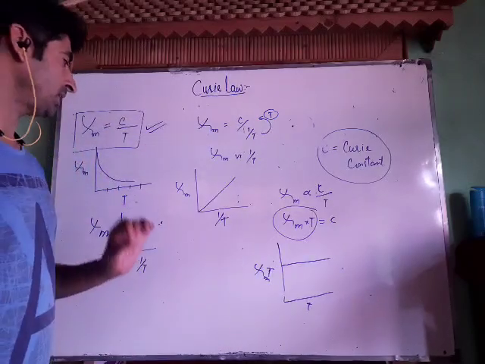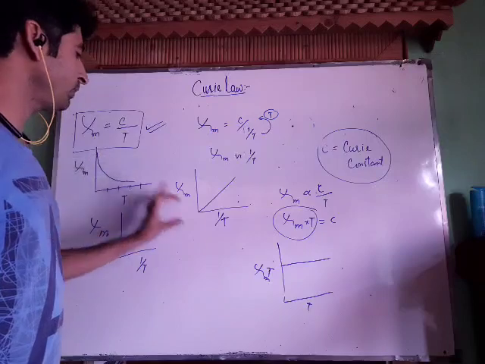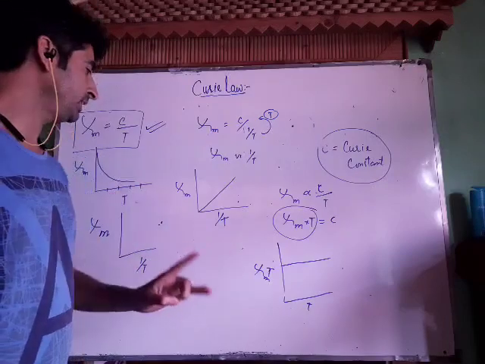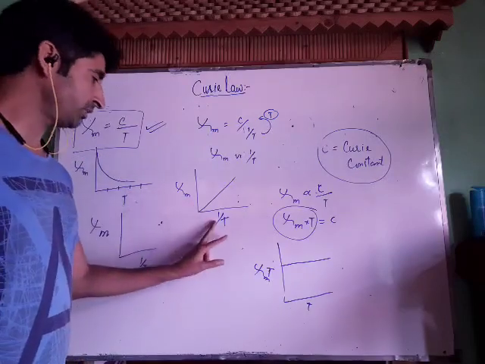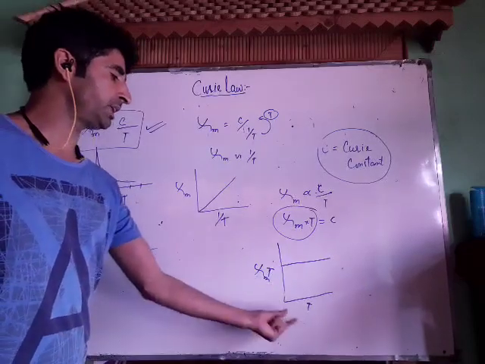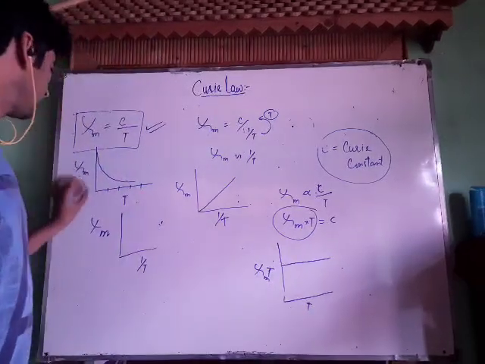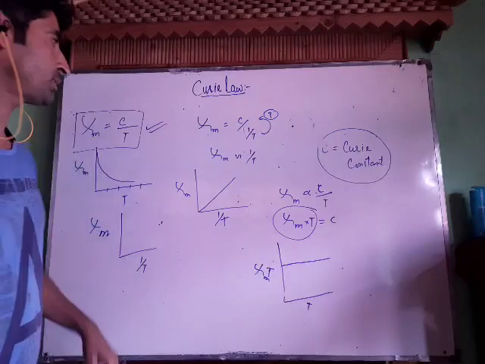Now a question may be asked, a 2-mark question: which of the following represents the graph of Curie law? A graph between chi m versus 1 by T, or a graph between chi m T versus T, or a graph between chi m versus T. These are three types of graphs.